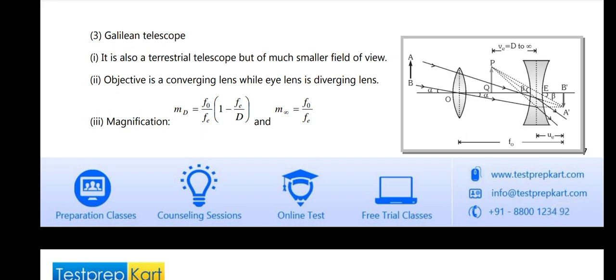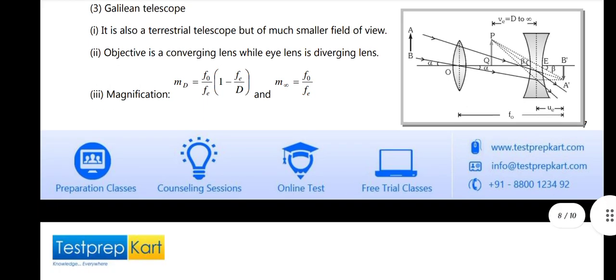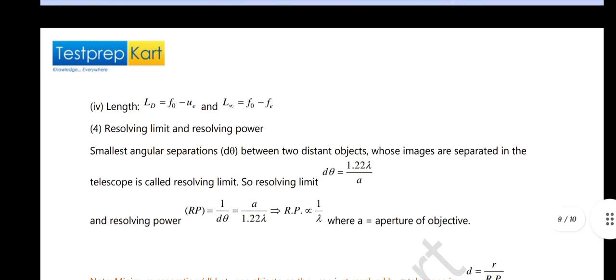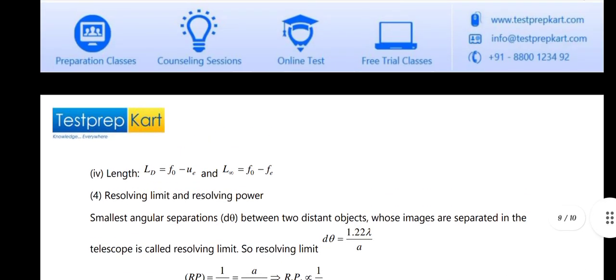Magnification M_D is equal to f naught by fe into (1 minus fe by d), and M infinity is equal to f naught by fe. This is the formula for magnification. Length L_D is equal to f naught minus u_e, and L infinity is equal to f naught minus fe. This is the length formula.